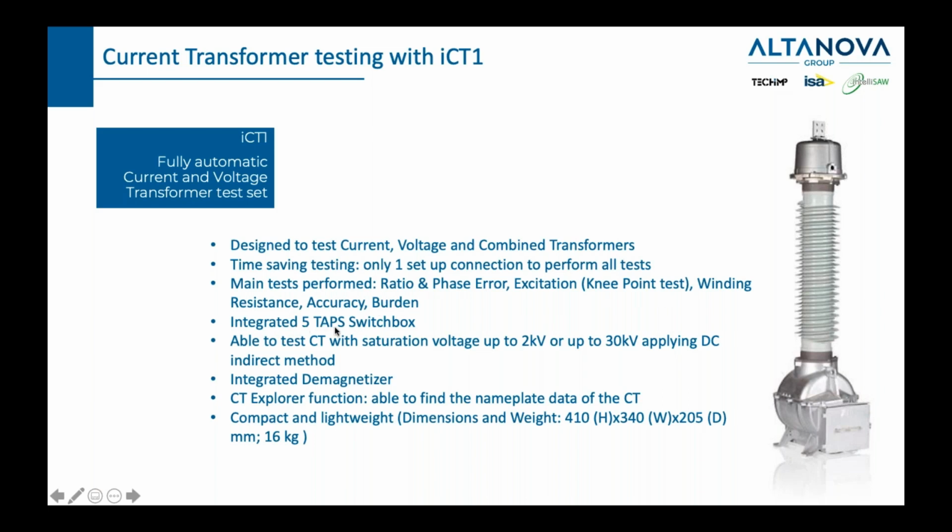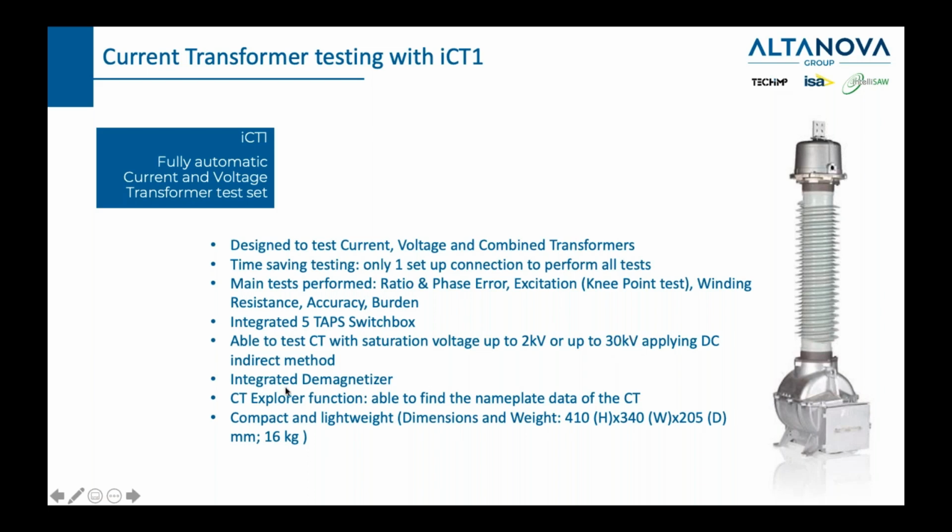The 5-tap switch box is what saves the time, and it is able to test CTs with saturation voltage up to 2 kilovolts. This device generates 2 kilovolts in 50 hertz or 60 hertz. So this is a real signal, and for some cases, if the knee point is bigger than 2 kilovolts, we use a situation where we generate a DC voltage and thus saturate the core, so in that way we can test the knee points up to 30 kilovolts.